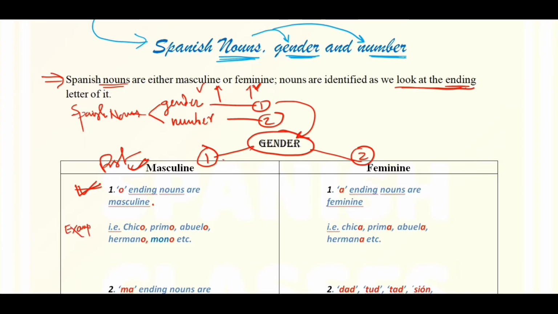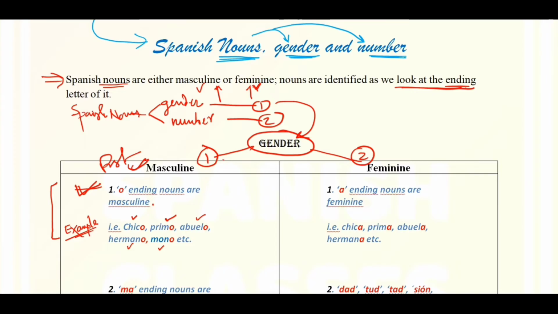For example, I have written here, you can see, first word is chico, that is boy. Primo, cousin brother. Abuelo, grandfather. Hermano, brother. Mono, monkey. We'll repeat it: chico, boy. Primo, cousin brother. Abuelo, grandfather. Hermano, brother. Mono, monkey. This is the first part.